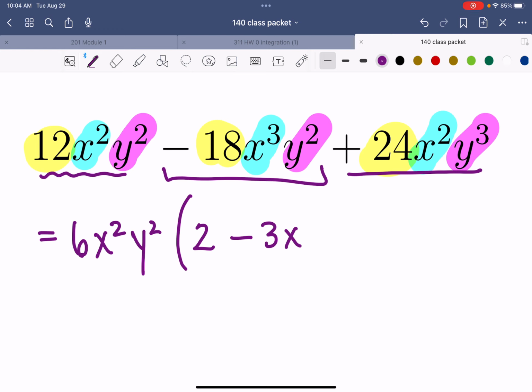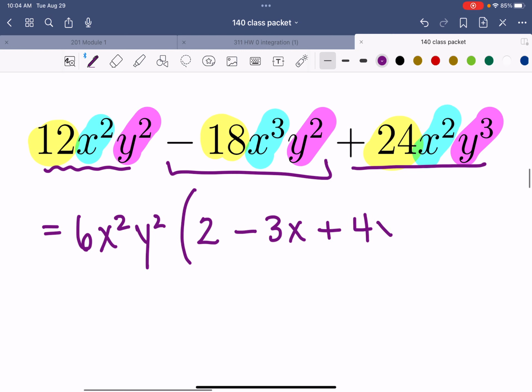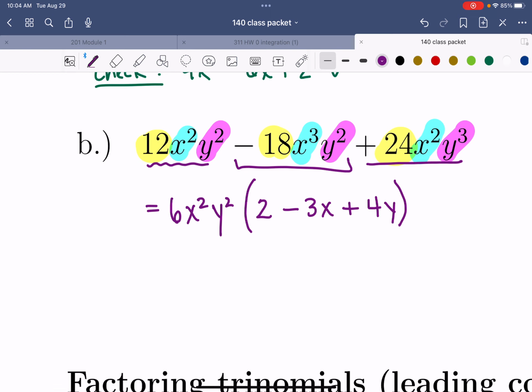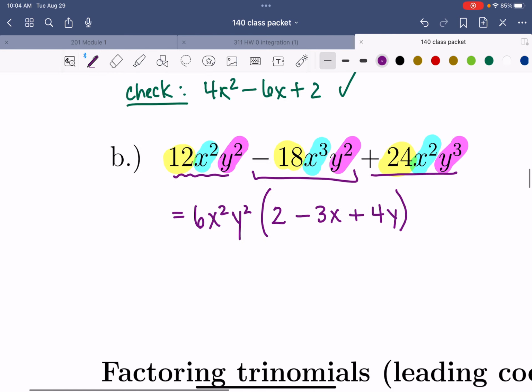When I look at the 24, 24 divided by 6 is going to give me a positive 4. I have x squared, and I factored out an x squared, so I don't have any x's left. I have y cubed, and I factored out 2 y's. That leaves me with 1 y. Okay. And then you can go ahead and check that when you multiply that through, you end up exactly where we started. Okay, so that is factoring.